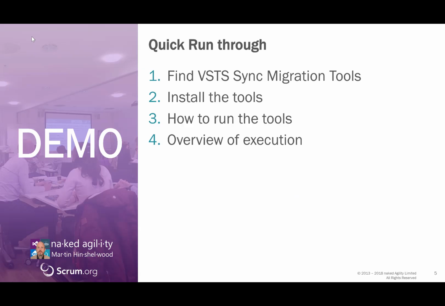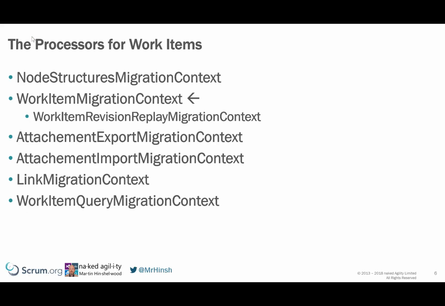Okay, so we talked about how to find the tools, install the tools, running the tools, and a kind of overview of the execution and the execution flow in there. Okay, so there are processors for work items. The order is important here. You have to run the node structures migration context first.